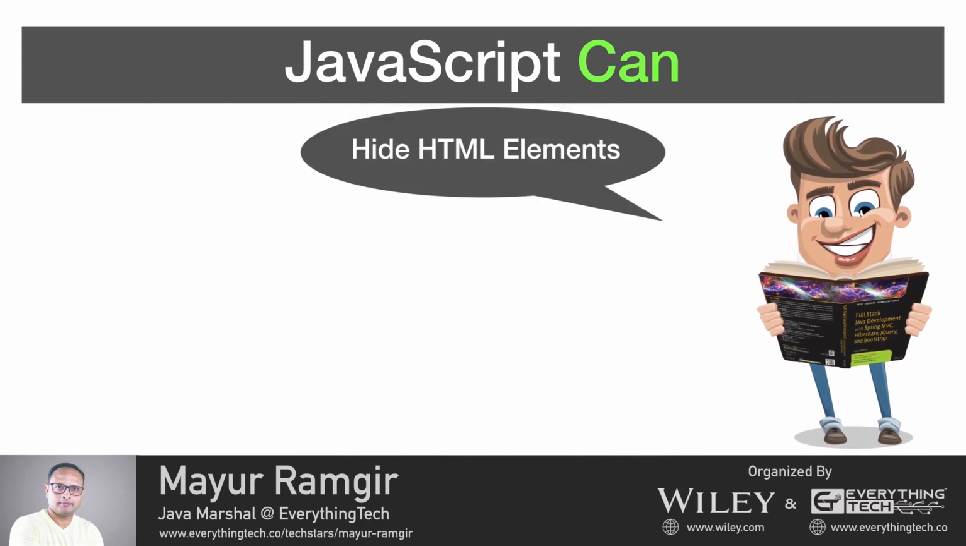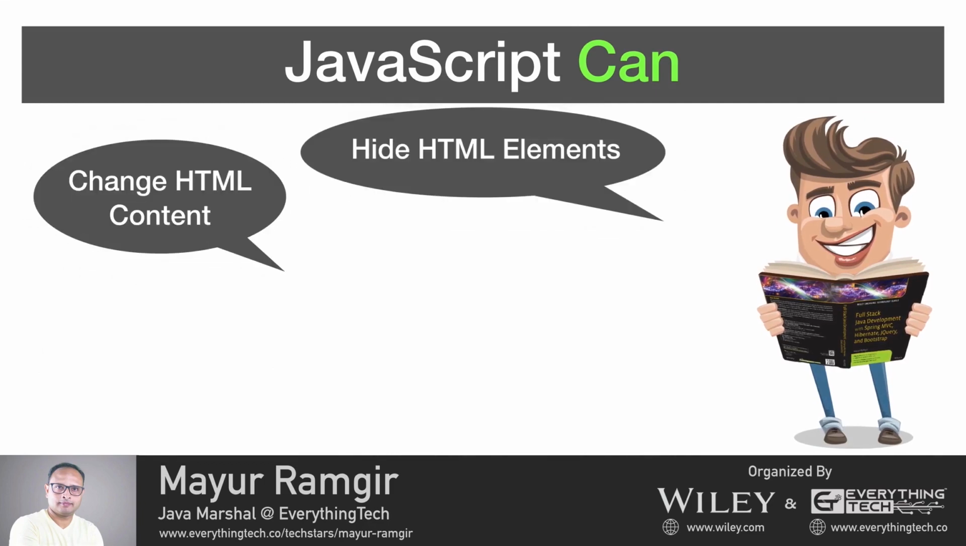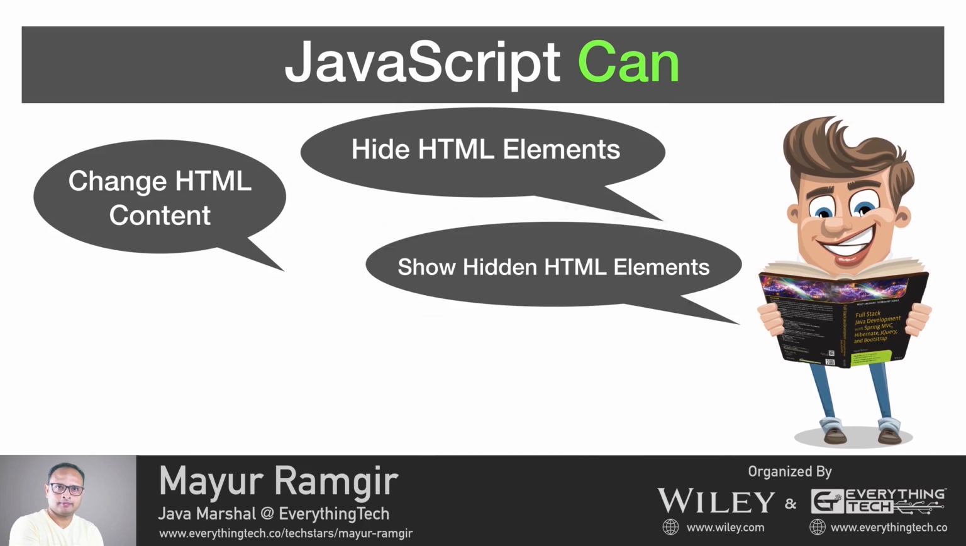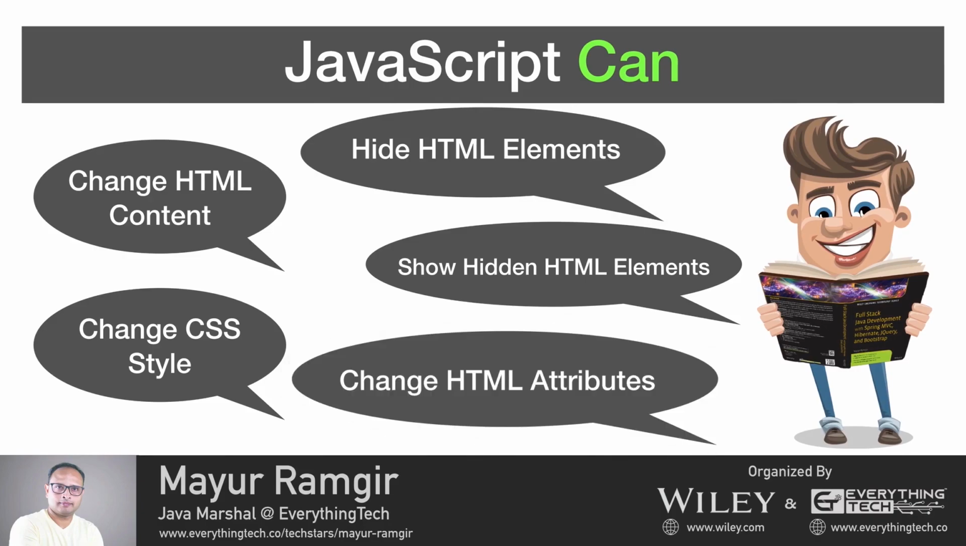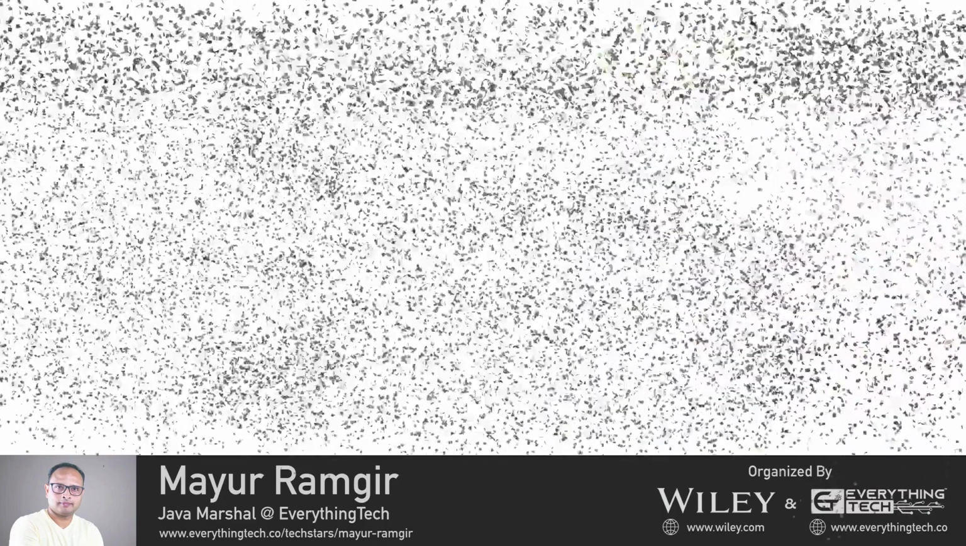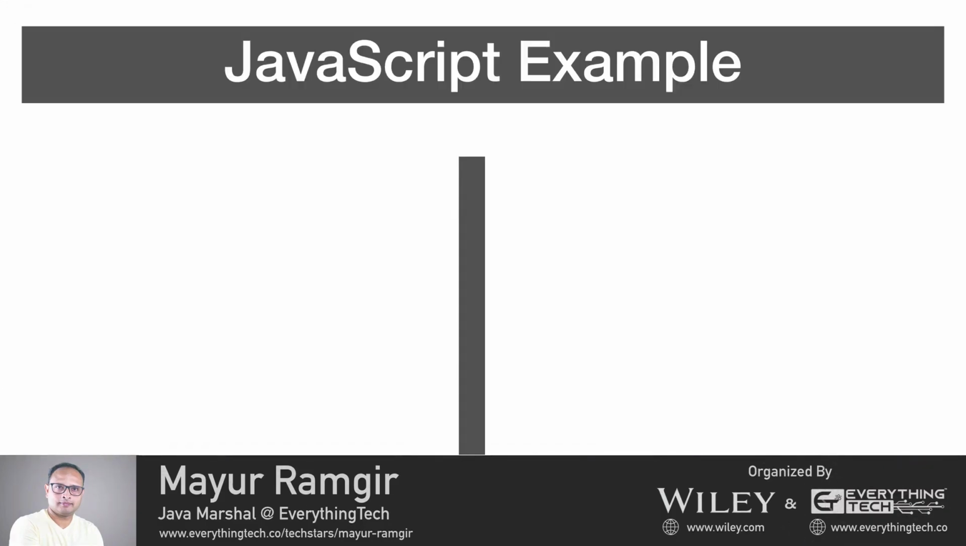JavaScript can hide HTML elements, change HTML content, show hidden HTML elements, change CSS style, change HTML attributes, etc. Let's look at the example.